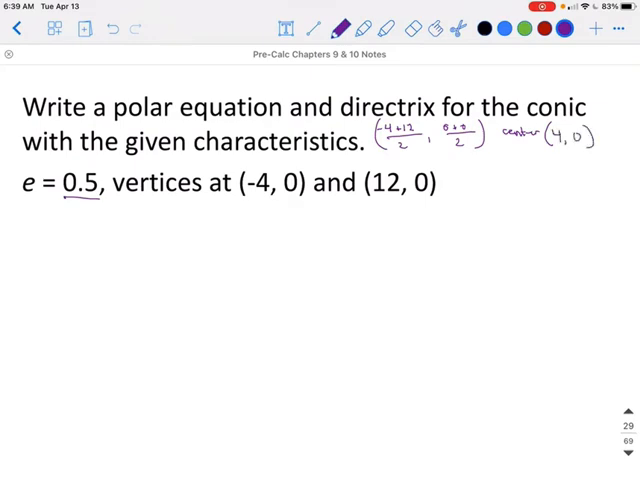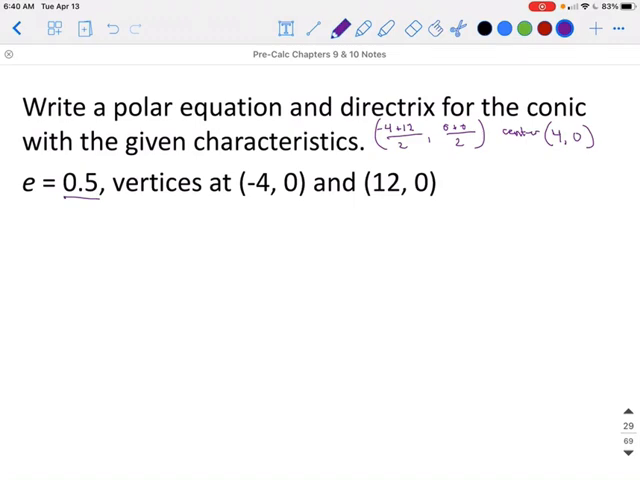and 0. Since the center is to the right of the pole when we're in polar coordinates, the directrix has to be to the left of the pole. So if our center was to the left, our directrix would be to the right. So since our directrix is to the left, we do know that our directrix will be negative. So it's either going to be x equals a negative d, or it's going to be y equals a negative d.